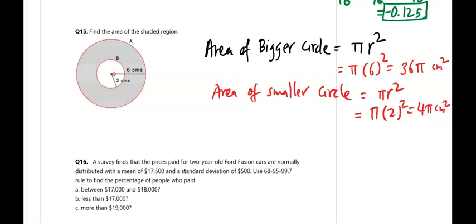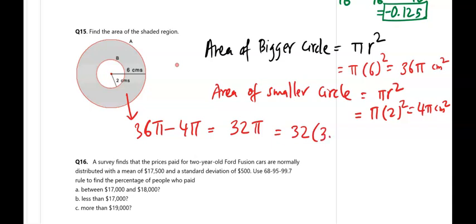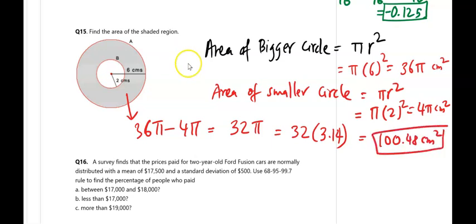So the area of the shaded region, which is this one, outside the inner circle and inside the outer circle, is going to be the difference, 36 pi minus 4 pi. This gives you 32 pi, and replacing pi by 3.14, you get 100.48 centimeters squared. That's the area of the shaded region.